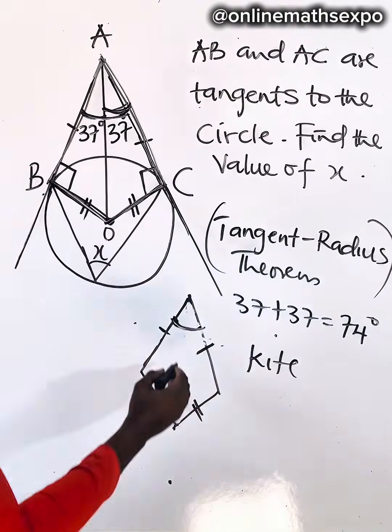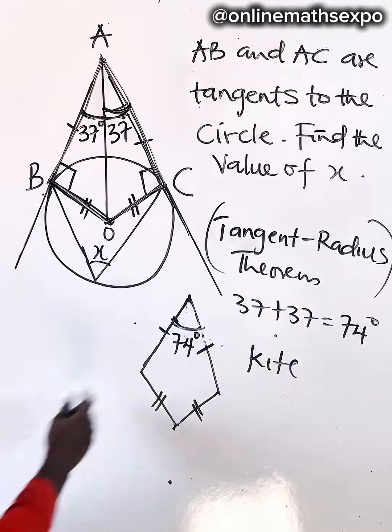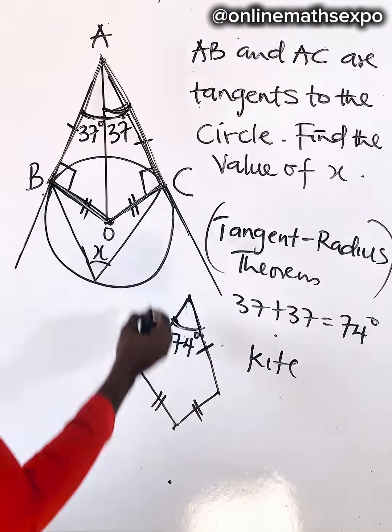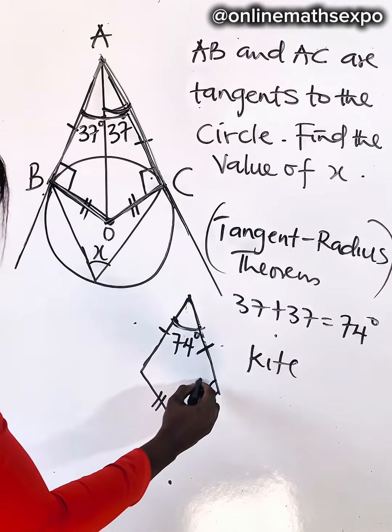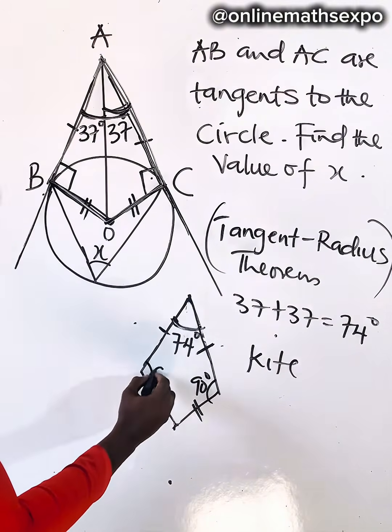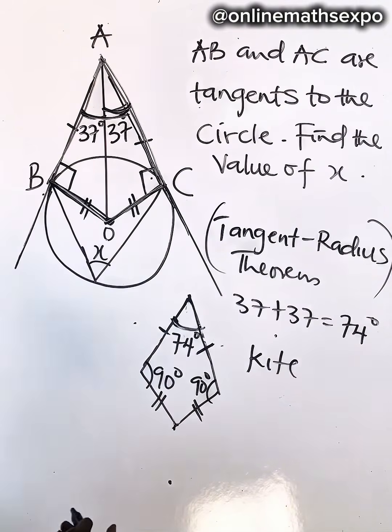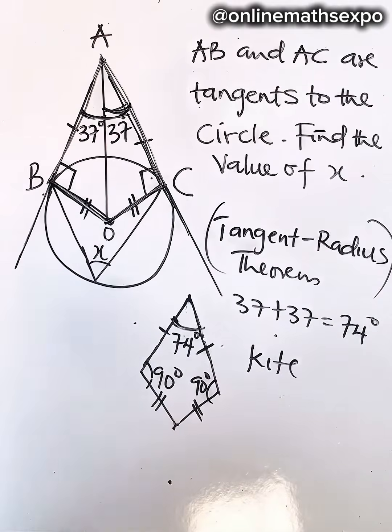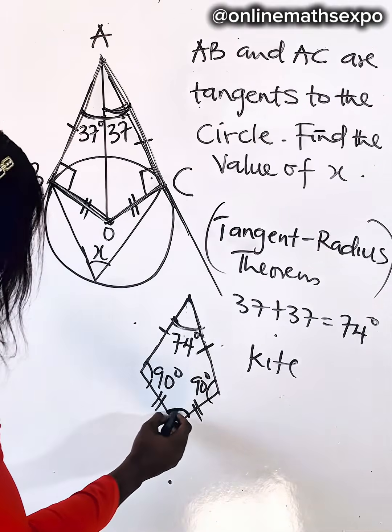So the angle here is 74 degrees. Now, if that angle is 74, remember we said it forms angle 90 here, and it also forms 90 here. You see, what we say is a kite. For every kite, these two angles here are always equal. So we need to get the remaining fourth angle.